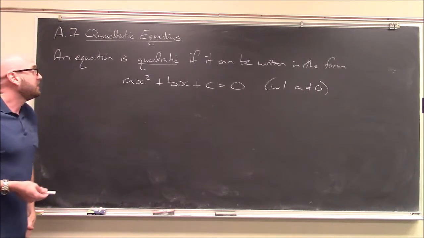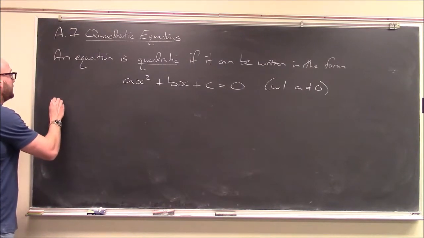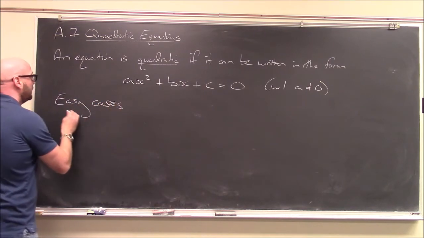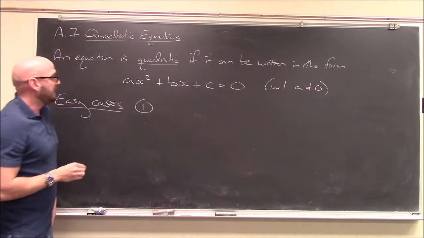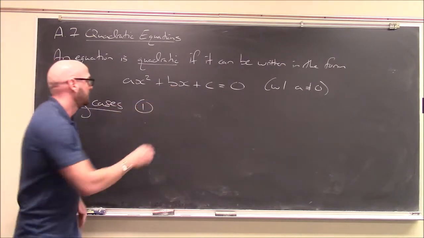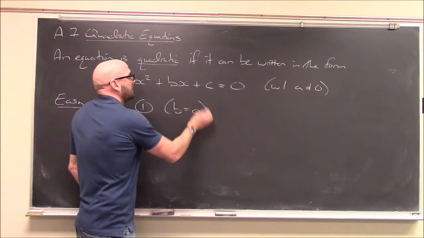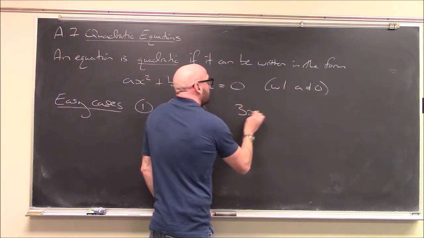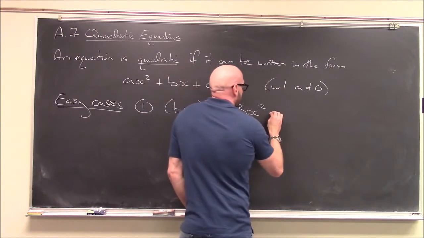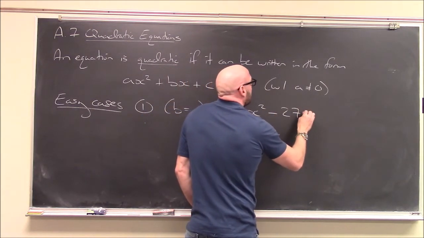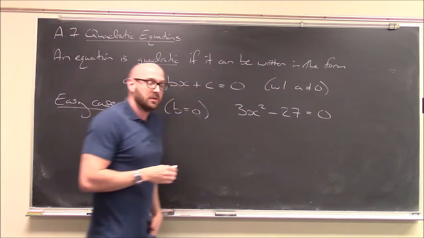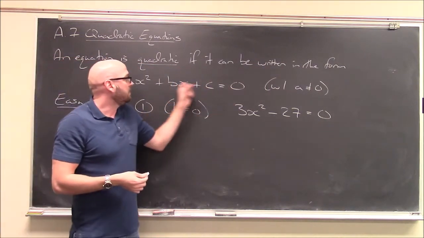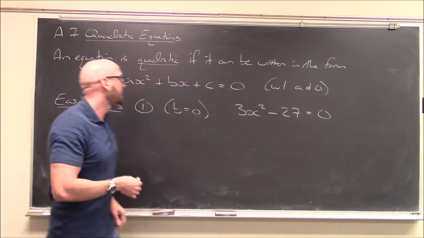There's two primary ways of solving these, but before I get into those, let's just point out the very easy cases. One would be if b is 0. So for example, something like 3x squared minus 27 equals 0. And this is a quadratic equation where a is 3, b is 0, and c is minus 27.